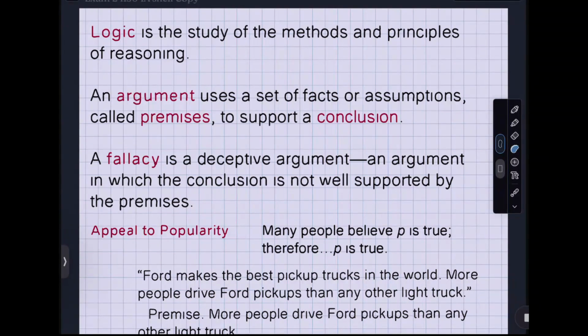Logic is the study of the methods and principles of reasoning. An argument is a set of facts or assumptions, called premises, used to support a conclusion. So you need a premise. It could be premise 1, premise 2, could be multiple premises, and then hence the conclusion. A fallacy is a deception, right?